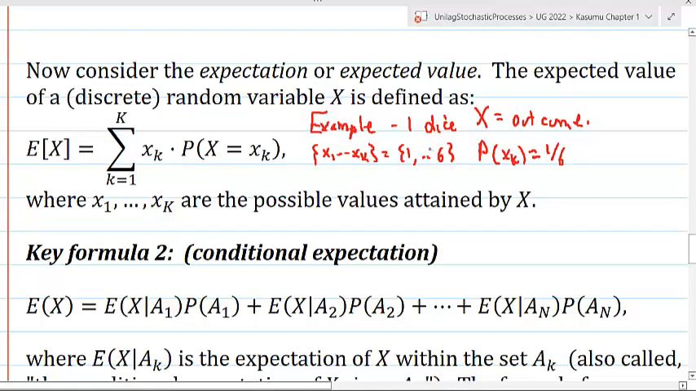Now in this case, if I wanted to compute the expected value of this random variable, I would simply take the sum over these 6 possible outcomes times their probabilities. So if I wanted the expected value of X, I would take the first outcome, 1, times the probability of the first outcome, plus the second outcome times the probability of the second outcome, all the way up to the 6th outcome times the probability of the 6th outcome. And if you work this out, you'll get 3.5, which is in fact the average of the 6 values that can be obtained by the dice.